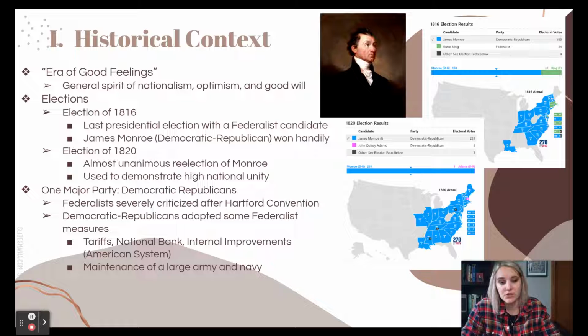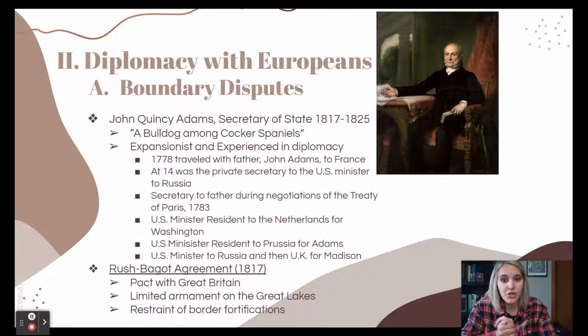And one reason why they were able to maintain dominance is because they did adopt some Federalist measures. So ideas like tariffs, the national bank, internal improvements, all part of the American System that we'll talk about in our next lesson, and the maintenance of a large army and navy. These were ideas that Federalists supported. So the fact that the Democratic Republicans adopted these measures meant that they were seen as fine candidates to vote for in these elections. So let's take a look at diplomacy with Europeans.